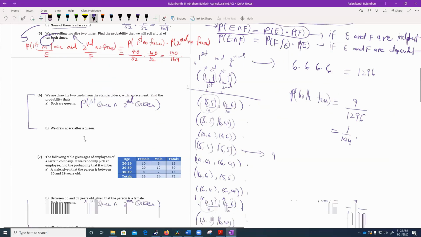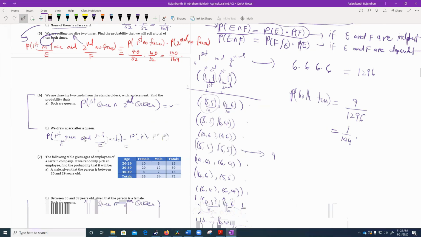So therefore, they use that formula. So you figure out that. But here, what is that? Now here you are drawing jack after queen, right? That means the first is queen, and the second one is jack. Again, this is event E, this is event F. Again, use the product formula and just find the probability.